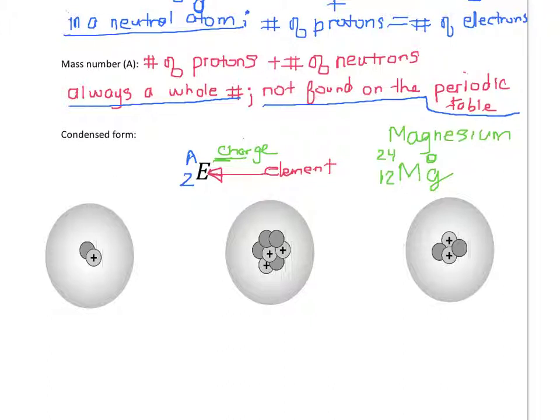Now, let's look at these pictures at the bottom here. First, we're going to have to identify what these elements are. Look at the number of protons in these. Based on the number of protons, we can identify the element. This one has 1 proton, so the element is hydrogen. The second has 1, 2, 3 protons, so the element is lithium. The third one has 1, 2, so we know that element is helium.